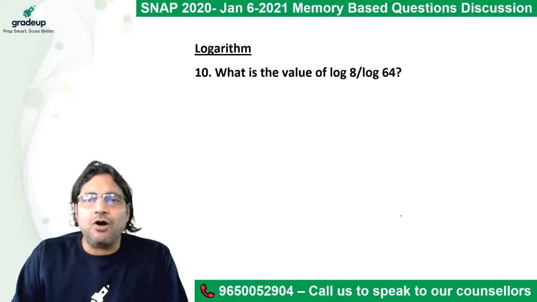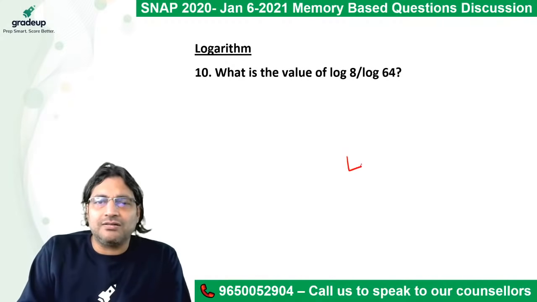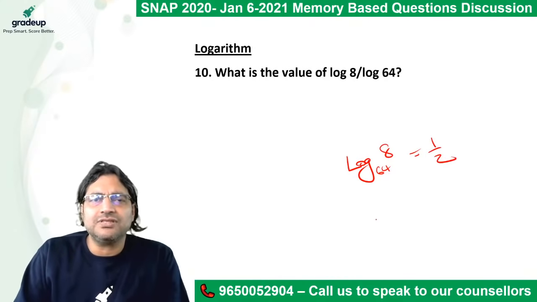What is the value of log 8 divided by log 64? This will ultimately be log of 8 to the base 64, which is of course half. This was a sitter, isn't that so?